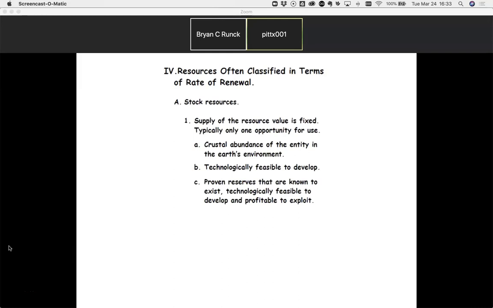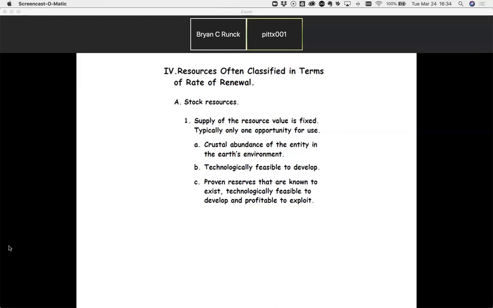In talking about stock resources, the supply of the resource value is fixed. Typically, there is only one opportunity for use. We can define stock resources from three perspectives. On the one hand, we have what the economists refer to as crustal abundance. This is the total amount of the entity that exists in the Earth's environment.